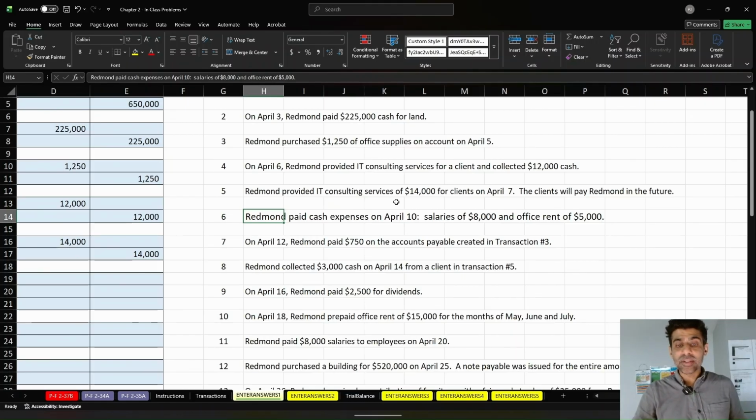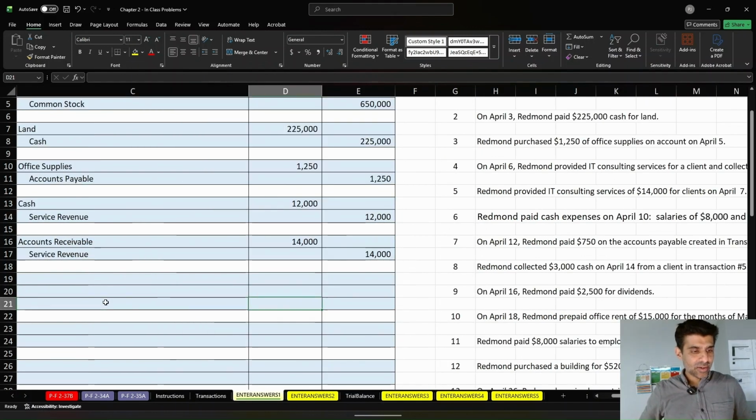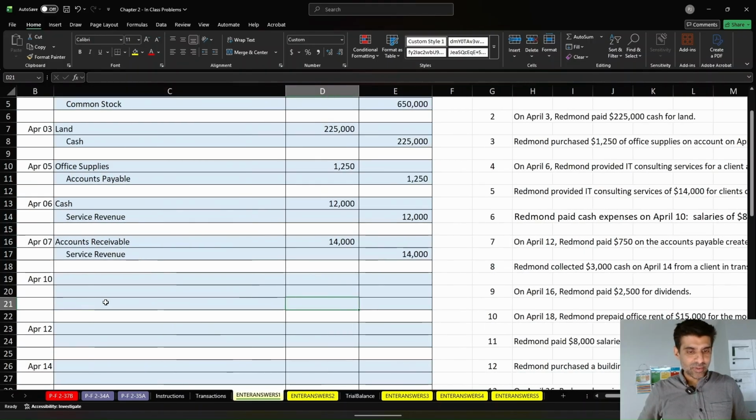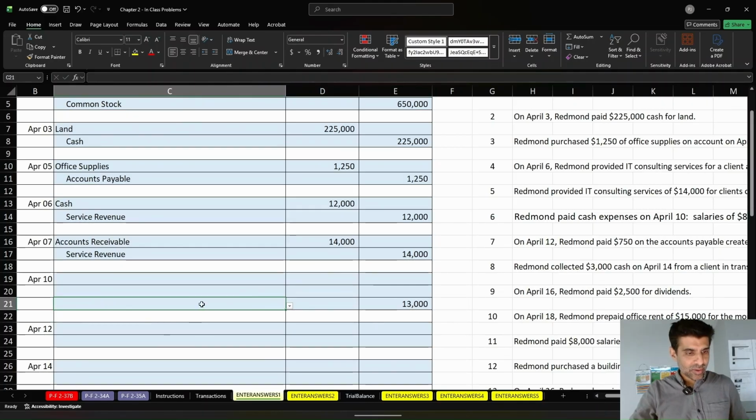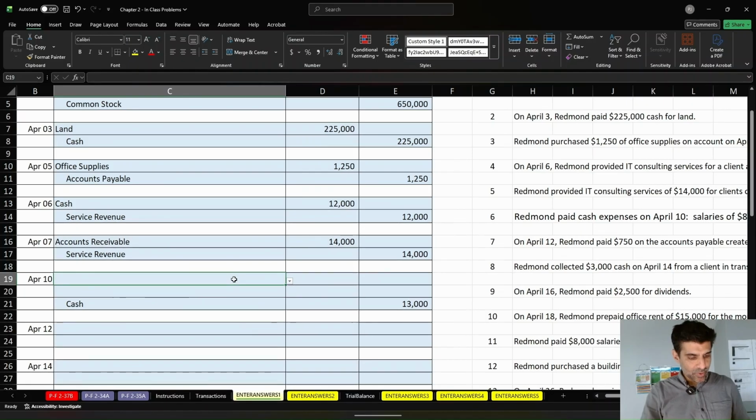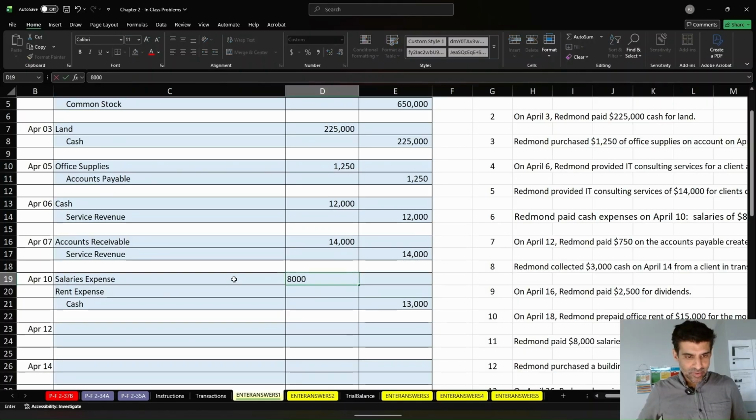Okay, so cash is going to go down, right? This is now money out the door. So I already know it's going to be a credit. And what's the total? It's 13,000. So I already have the cash part of it done. Okay, and then what do we say? Salary expense, and we said rent expense. Okay, and salaries is 8,000. Is that right?